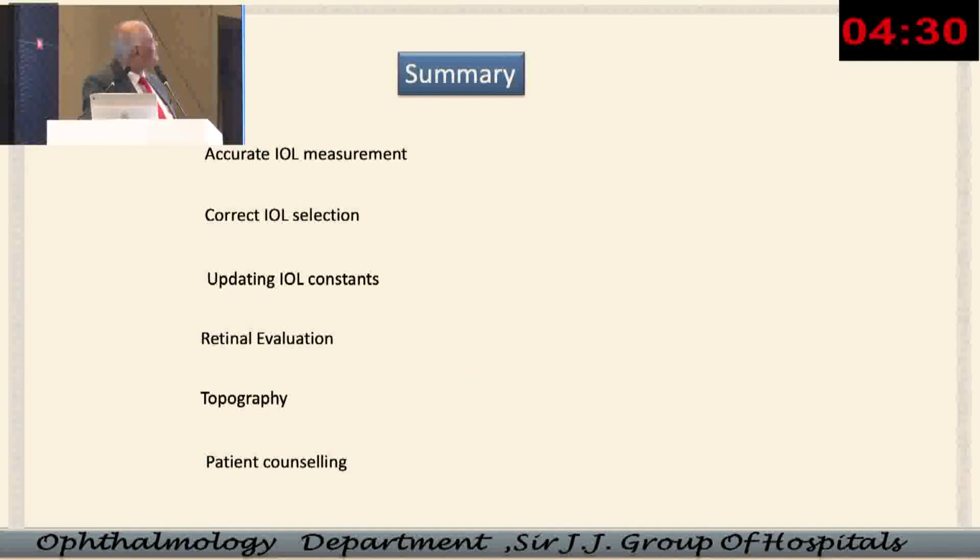And in summary, you can say the accurate IOL measurement is very important. You must measure it properly. Then the second is the correct IOL selection. Then updating the IOL constant. We must update our IOL constant. Then the retinal evaluation, topography, and the patient counseling, what I said.